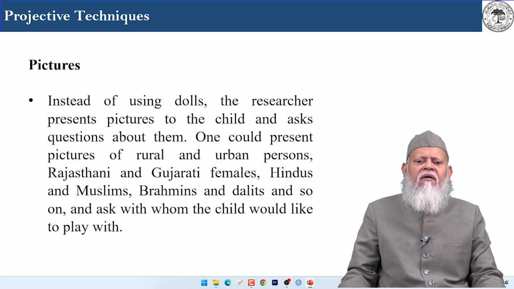The researcher presents pictures to the child and asks questions about them. One could present pictures of rural and urban persons, Rajasthani and Gujarati females, Hindus and Muslims, Brahmins and Dalits, and so on, and ask with whom the child would like to play.